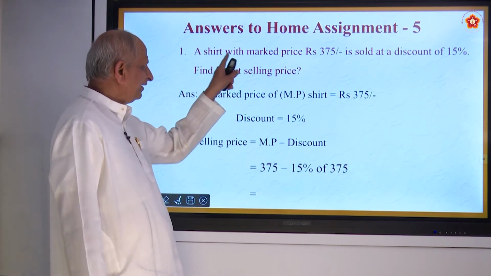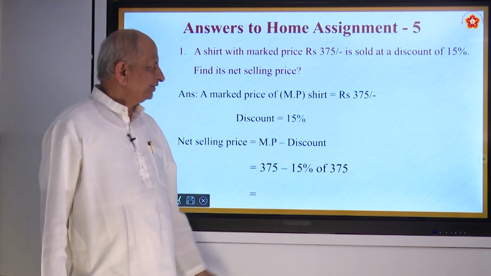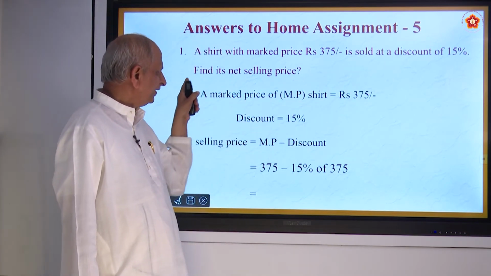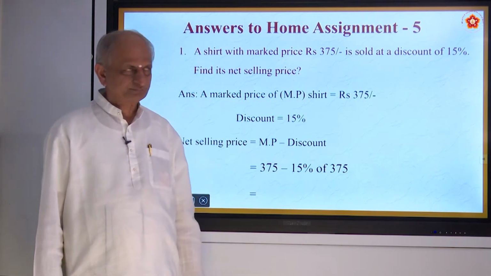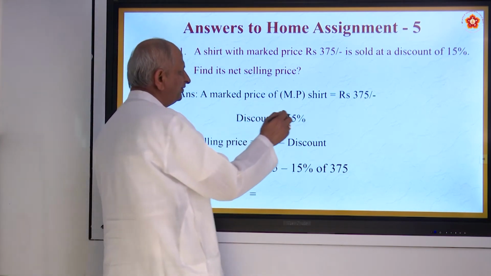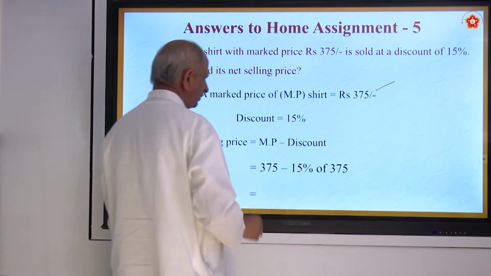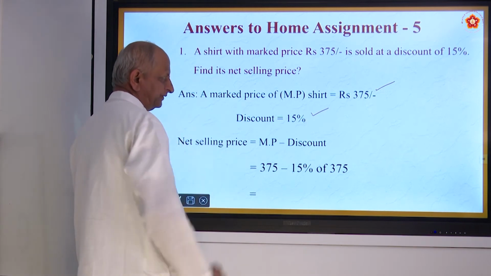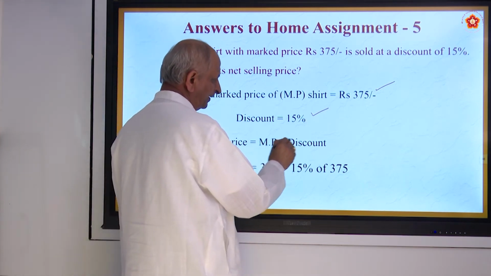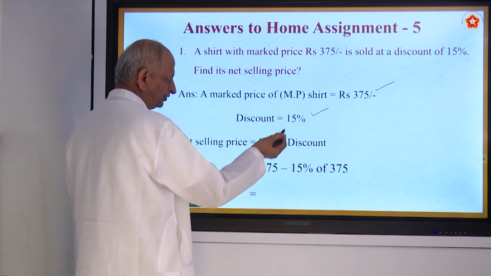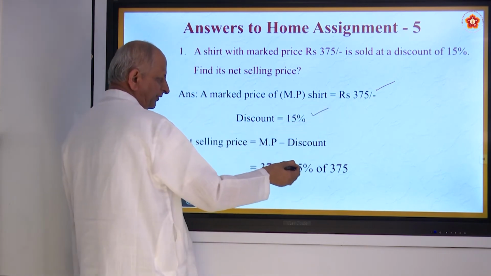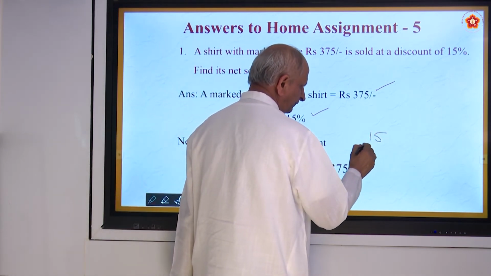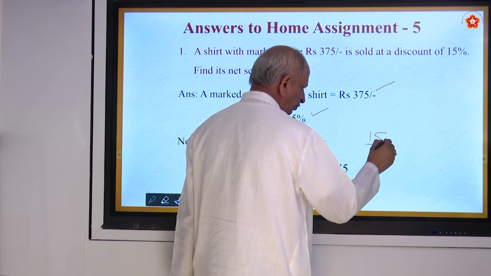A shirt with market price 375 is sold at a discount of 15%. So what is the selling price? So market price is 375, discount offered is 15%. They are asking the selling price. Selling price means market price minus discount. 375 is the market price, 15% of 375 you must make. So 15 by 100 into 375.